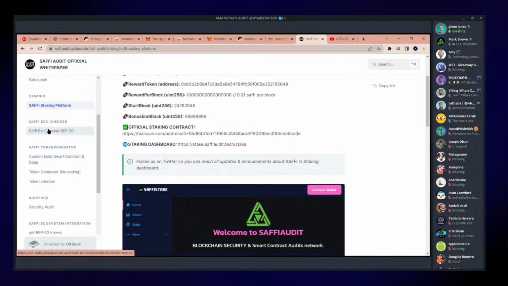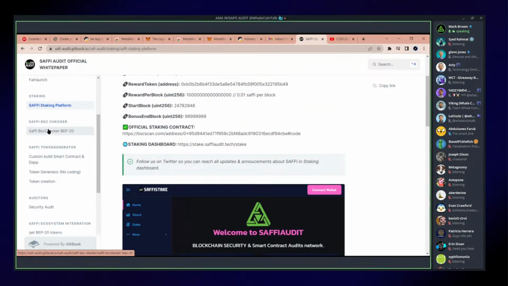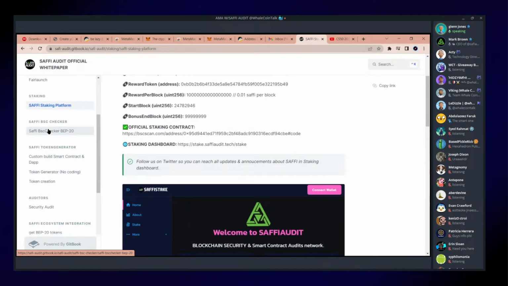So, have you had an audit on the smart contract before launch? Can you say that again? Have you had an audit on the smart contract before the launch for the Saffi audit project?